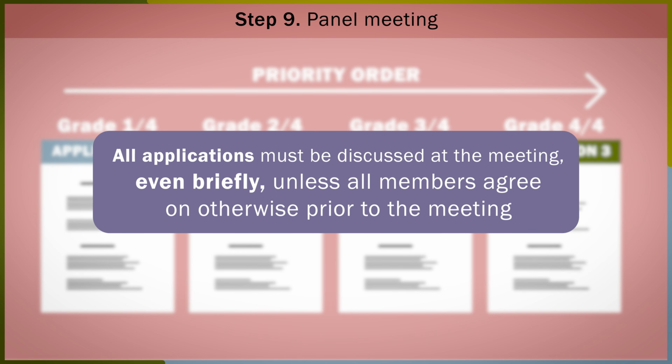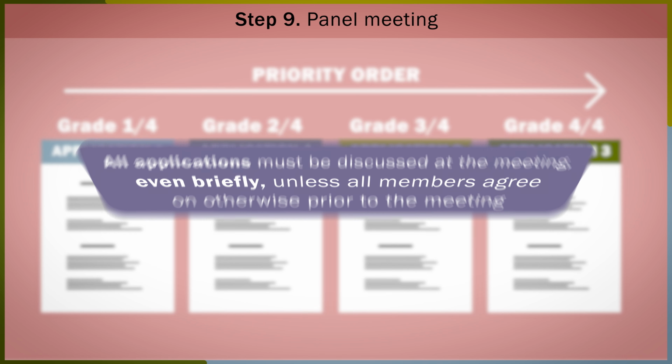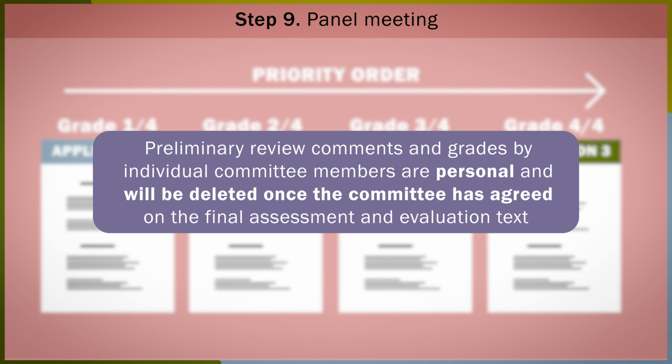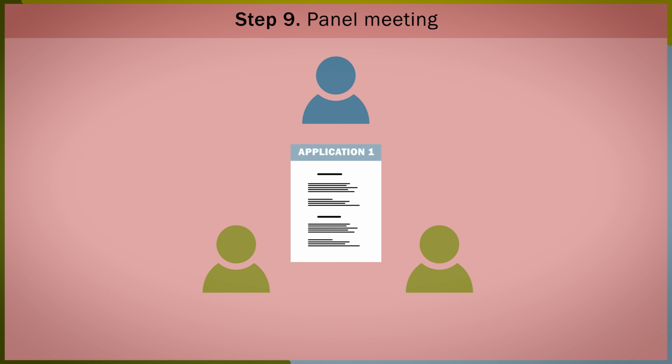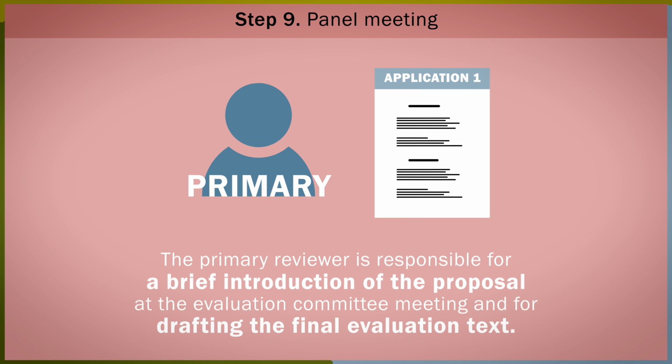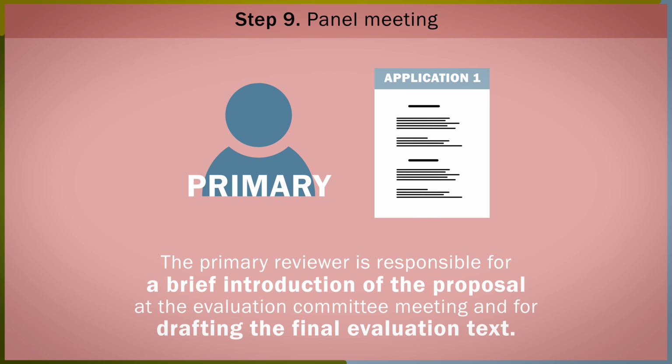All applications must be discussed at the meeting, even briefly, unless all members agree otherwise prior to the meeting. Preliminary review comments and grades by individual committee members are personal and will be deleted once the committee has agreed on the final assessment and evaluation text. Each proposal is reviewed by at least 3 members of the evaluation committee, 1 primary reviewer and 2 secondary reviewers.